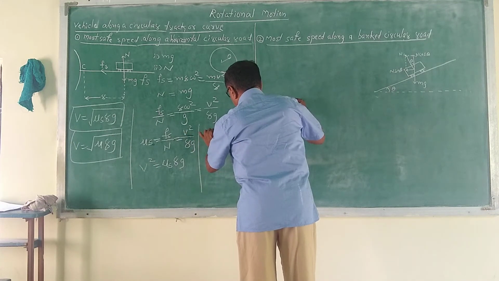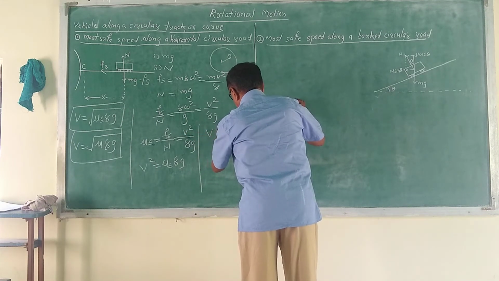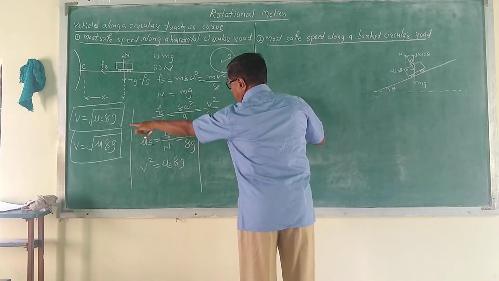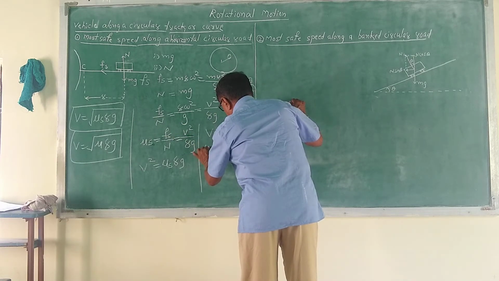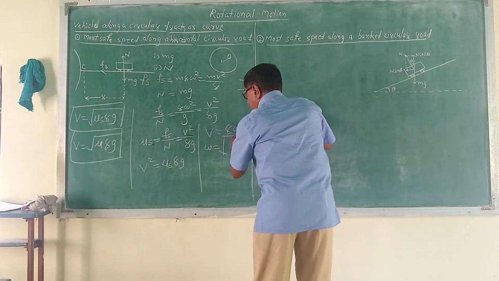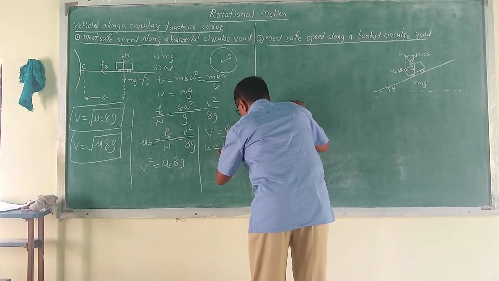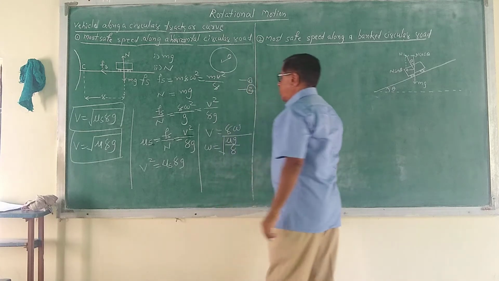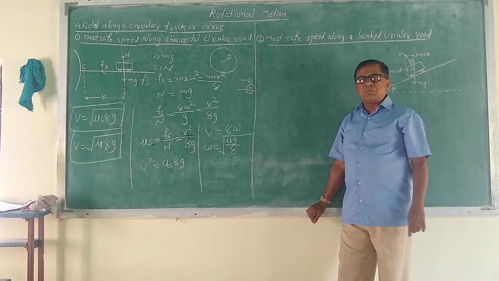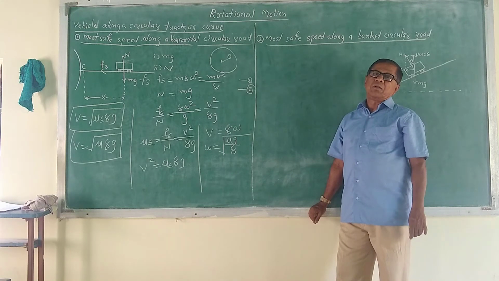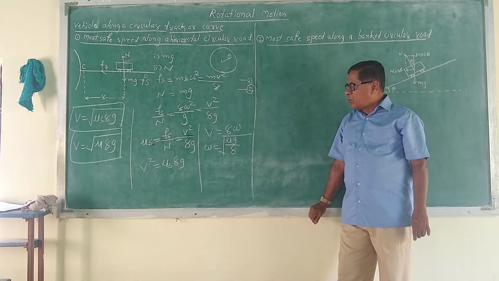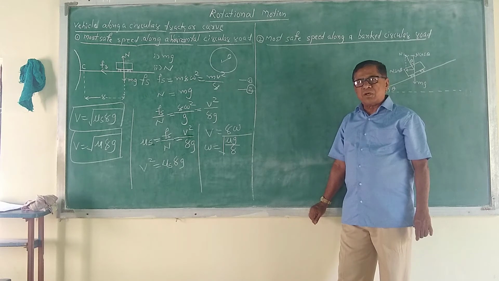V is equal to R omega. From this we can take omega there. The formula comes out to be omega is equal to square root of mu G upon R. This is the formula for the most safe angular speed. Omega is equal to square root of mu G upon R.